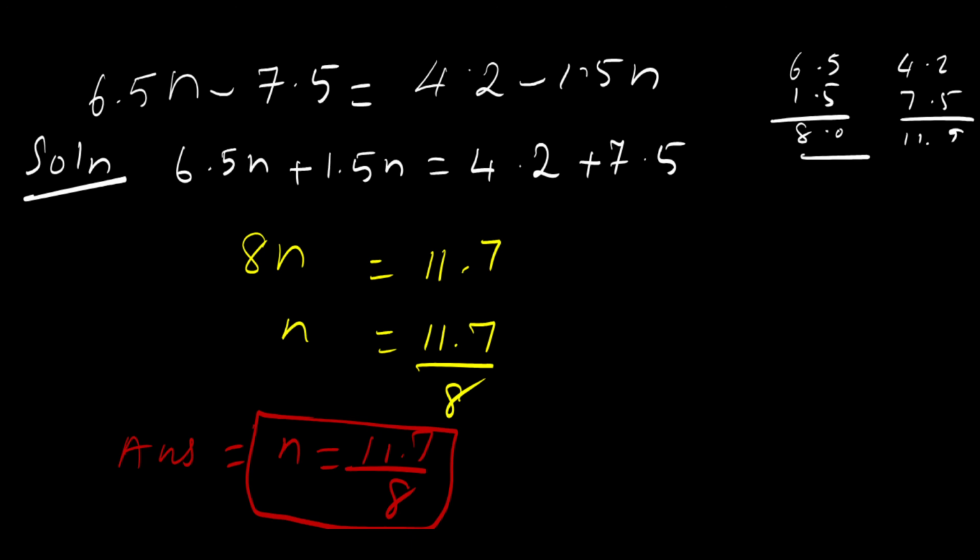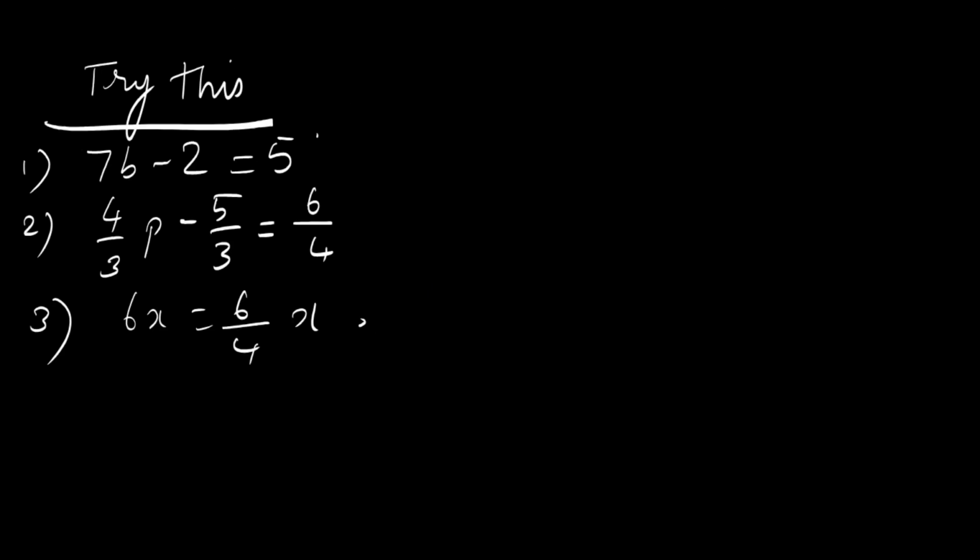Now see this sum. The numbers are given in decimal form. See, whenever the numbers are in decimal form or fraction form, they are also real numbers. Okay, we can solve for n here. 6.5n minus 7.5 is equal to 4.2 minus 1.5. Bring all the n terms, that is the variable terms, to one side, the left hand side, and bring all the constant terms to the other side. So 6.5 plus 1.5, what will happen? It will become 8n. Okay, next, the other side it is 11.7. Our n here is 11.7 by 8. You can try these sums now.